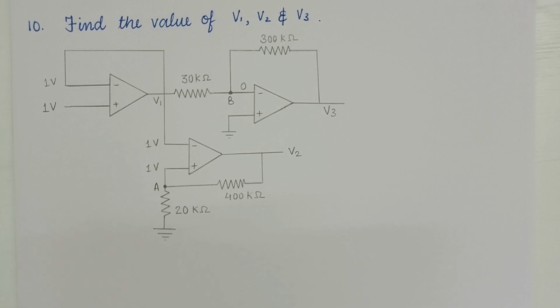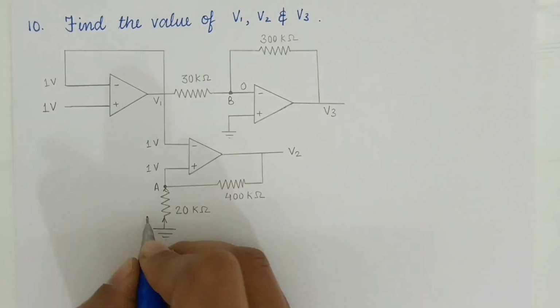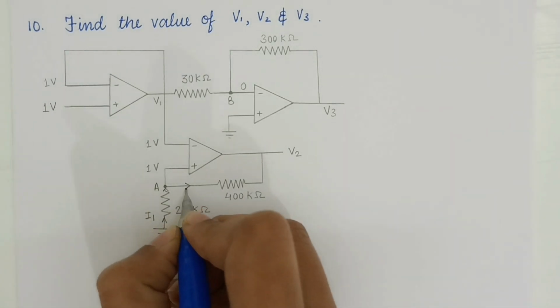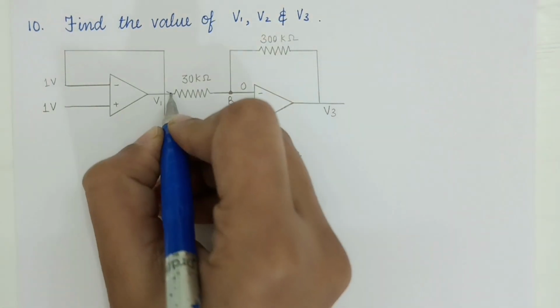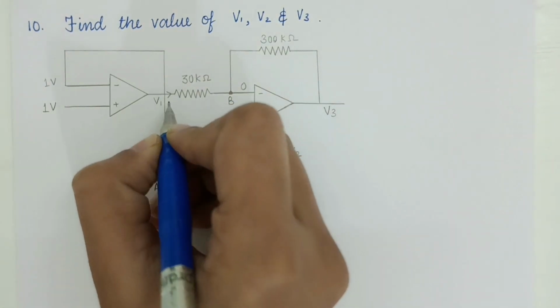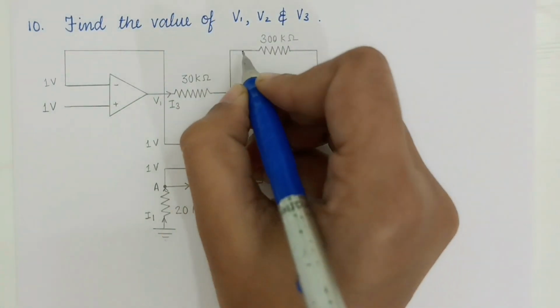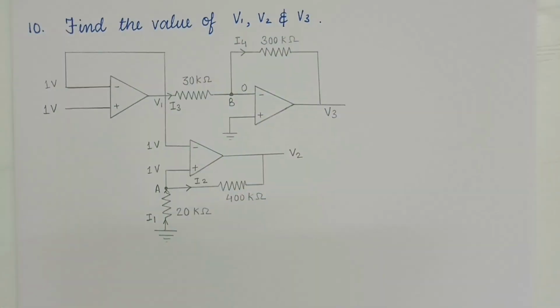Now proceeding further, let's mark the direction of current. Let's first start from here. Let us mark here, let it be I1, and the outgoing current here is I2. Now moving to this, the current moving from this direction, let it be I3, and this outgoing current be I4. So that's it. Now let's solve it to find the values of these three outputs.